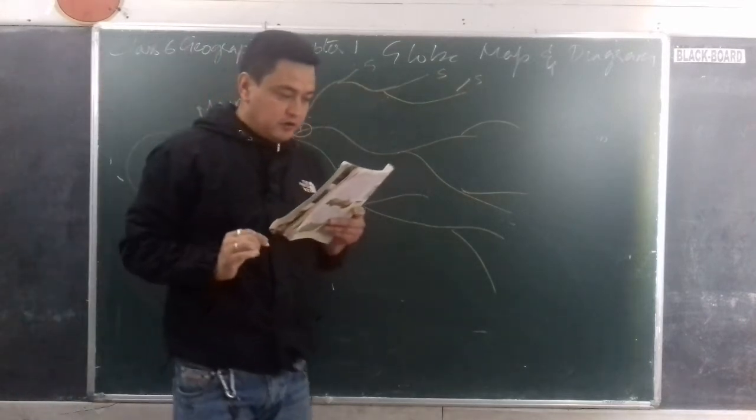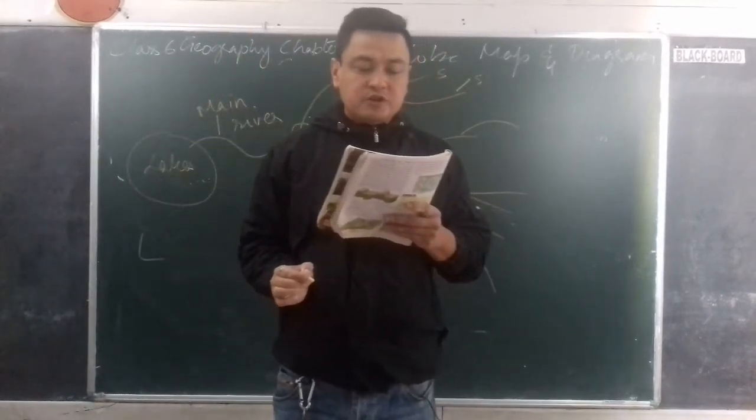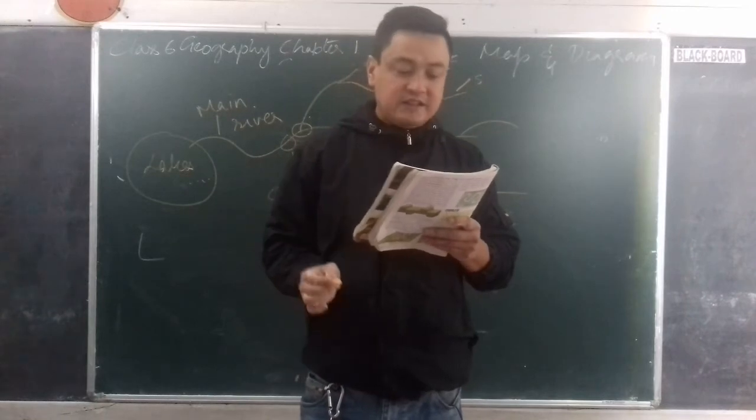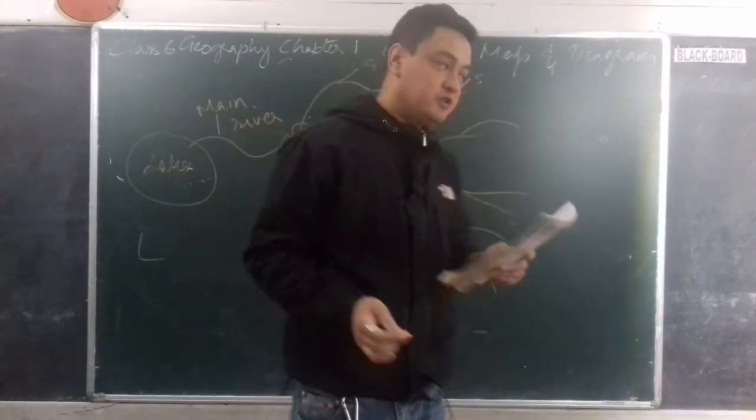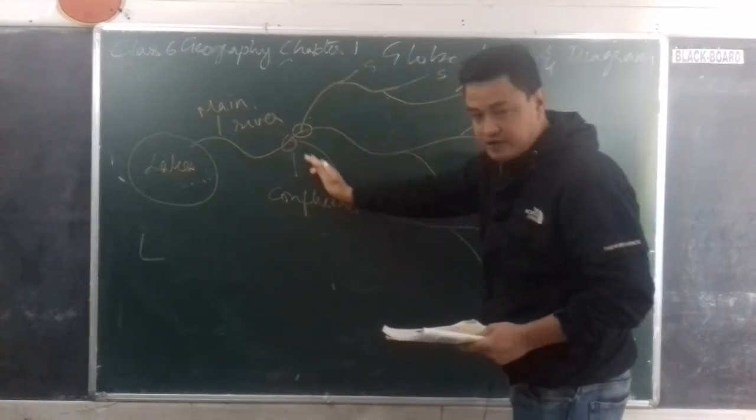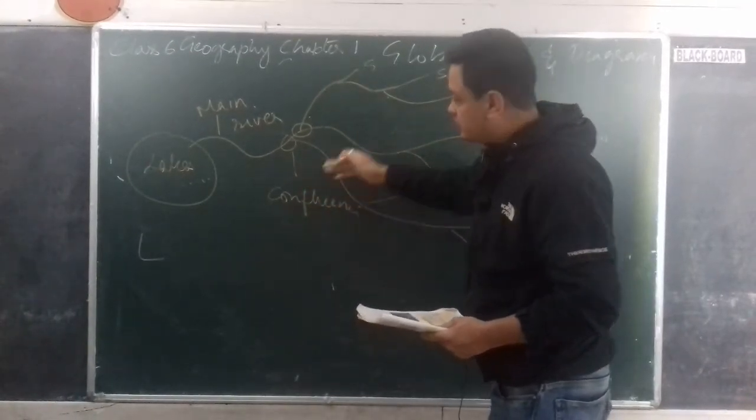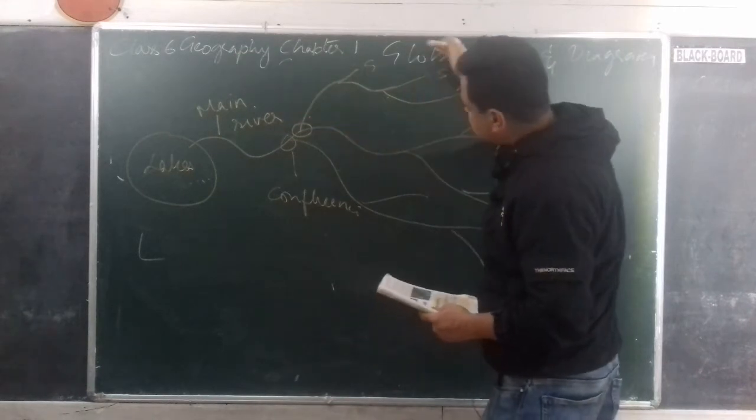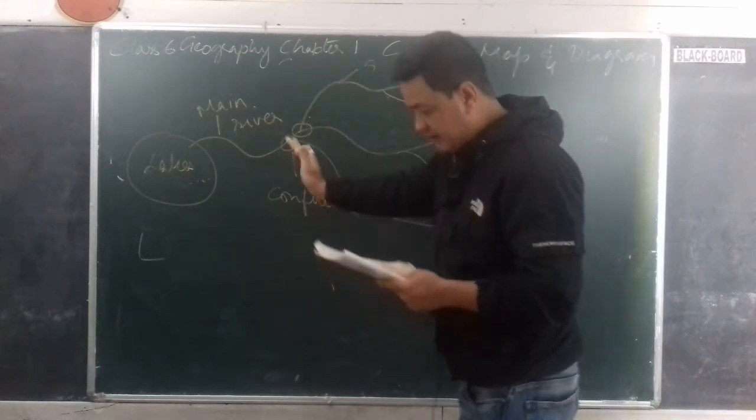Remember that. The side of the river through which a tributary joins the river is accordingly indicated as a left bank tributary or a right bank tributary. Now look from this side. This is a right bank tributary. This is a left bank tributary. If the river is flowing this side, this is a right bank tributary, this is a left bank tributary.